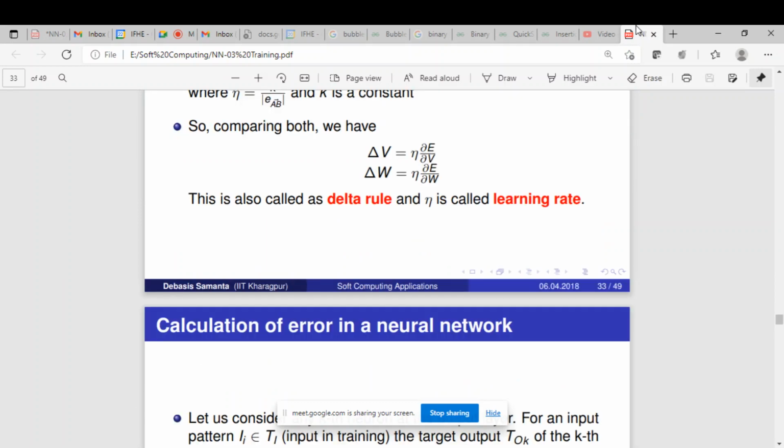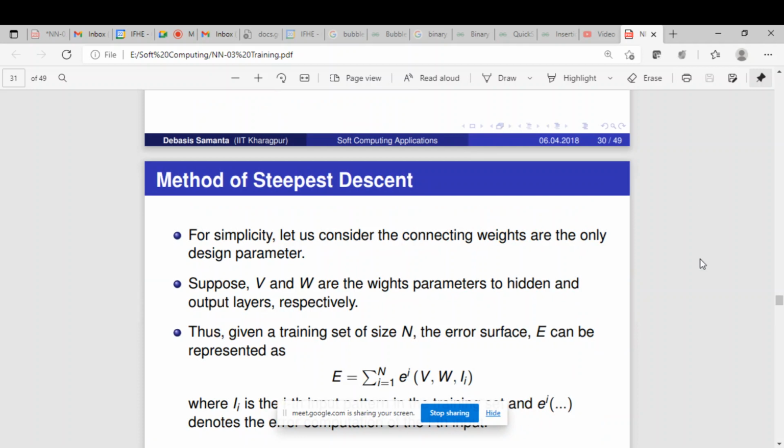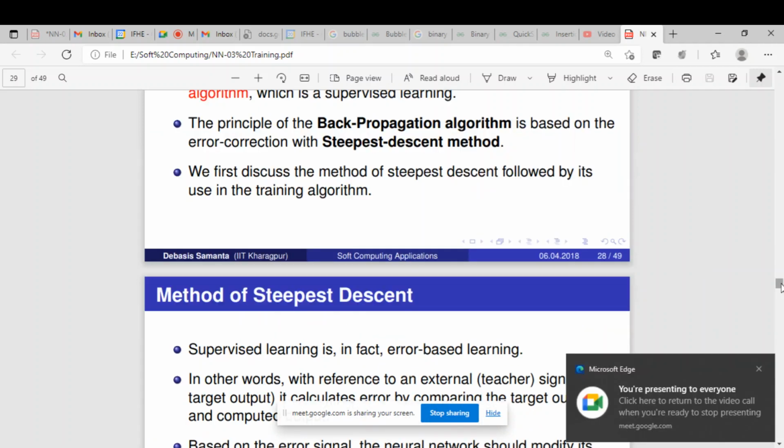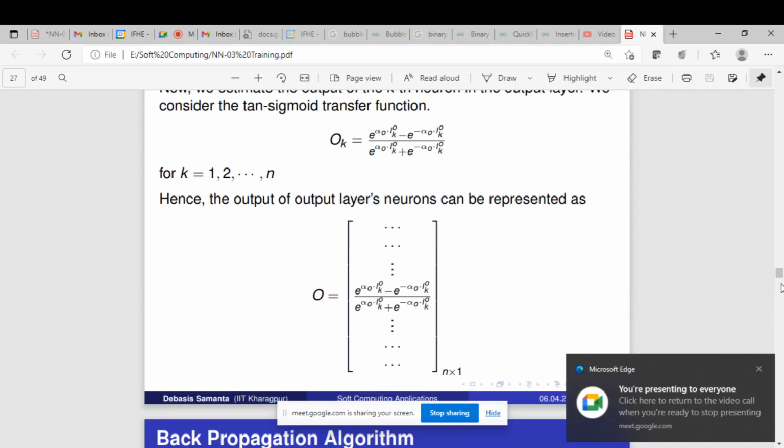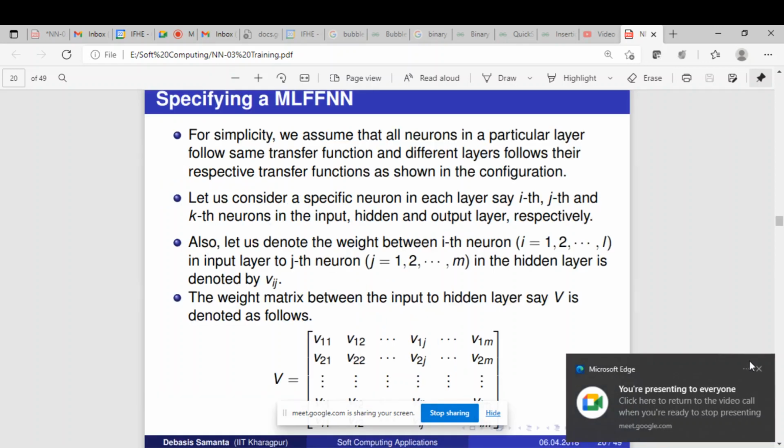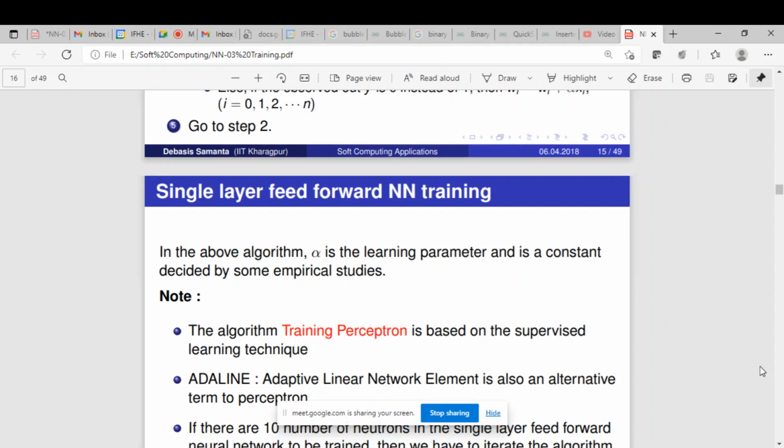Okay, so we are discussing the training of neural networks. We have discussed how to train a single neuron, that is, how a single neuron learns and how it adjusts the error. A single neuron is also called a perceptron. So that's what we have discussed.